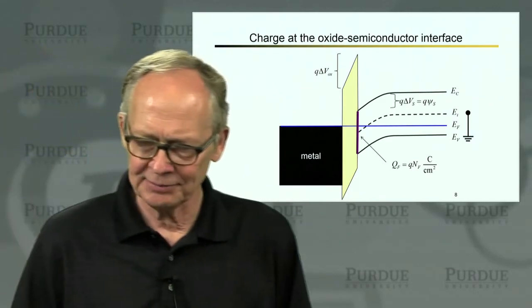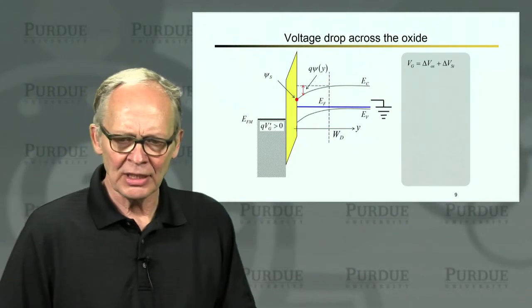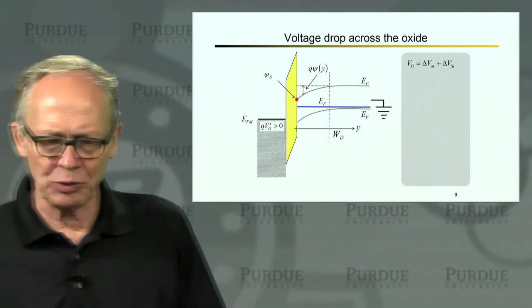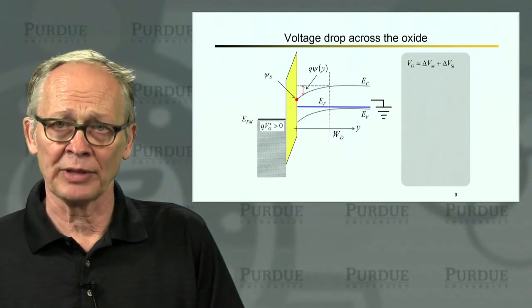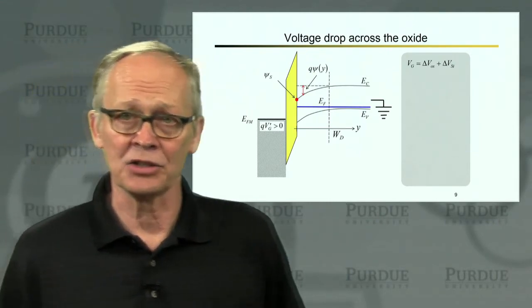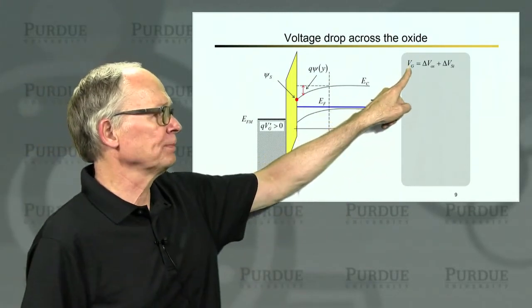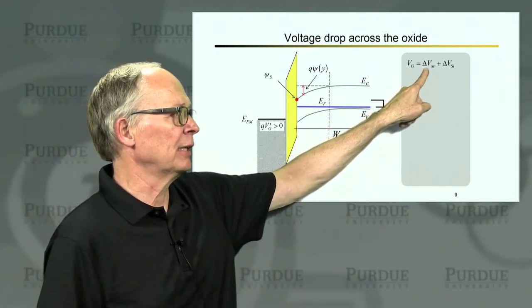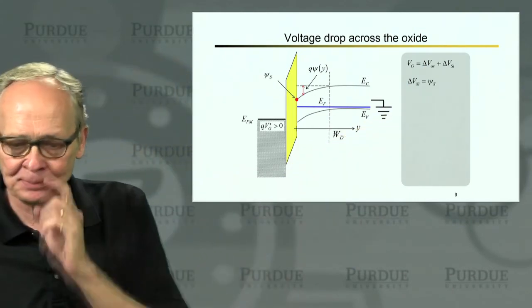That's N sub S. And we ask, what effect does that charge have? Well, let me go back and just remind you of how we did this derivation earlier without that charge there, and then we'll add the charge. Okay, so we began with Kirchhoff's law, which said that the gate voltage was the sum of the volt drop across the oxide plus the volt drop across the semiconductor.